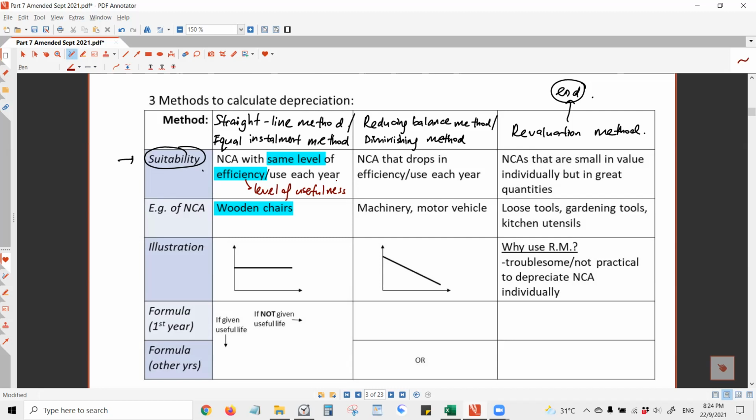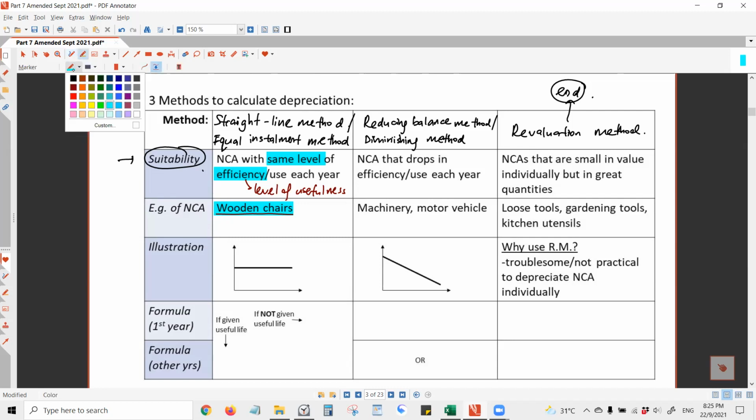So for example, wooden chairs. Why do I quote this as the example? Because if you have seen some wooden furniture, they last for a long time, right? They last for decades, sometimes even. So that's why every year when you sit on a chair, it still gives you the same level of comfort. It doesn't break down, and it seems that it can last forever. That's why we can use straight line method. Now, what about reducing balance method?